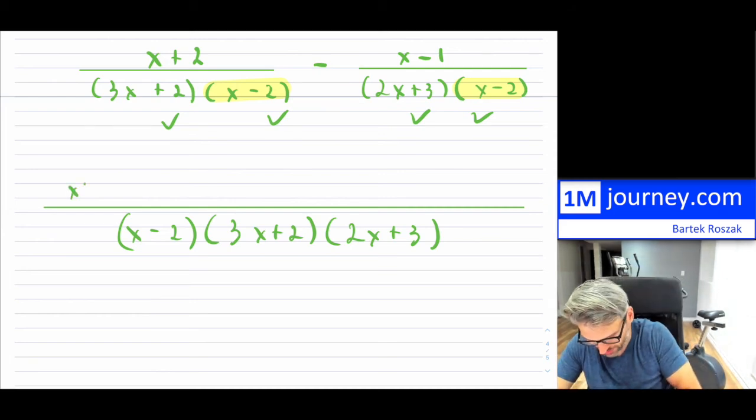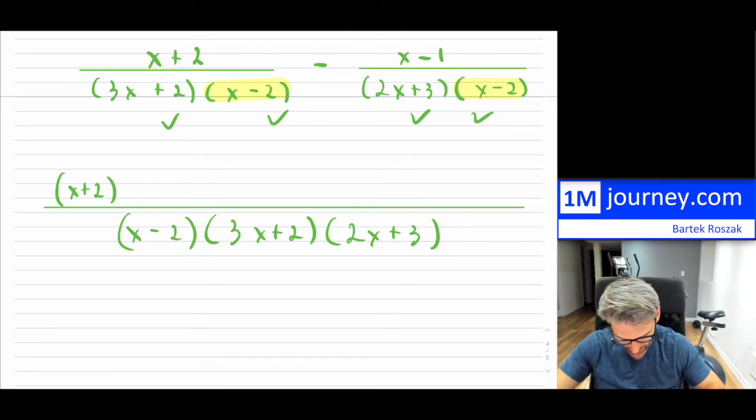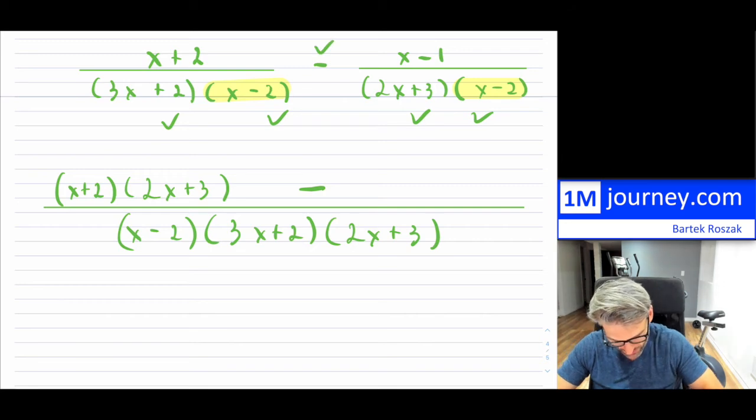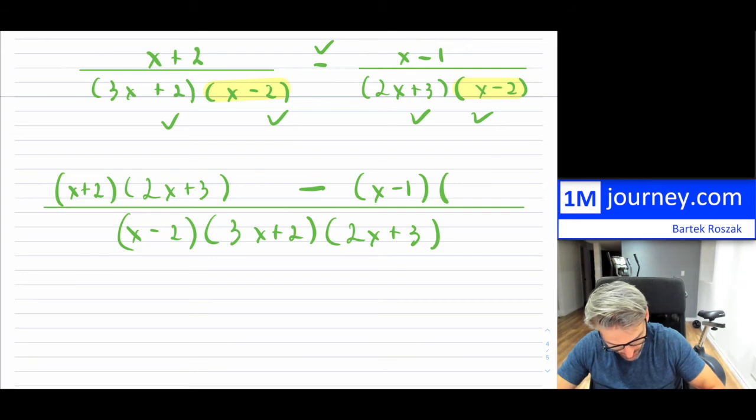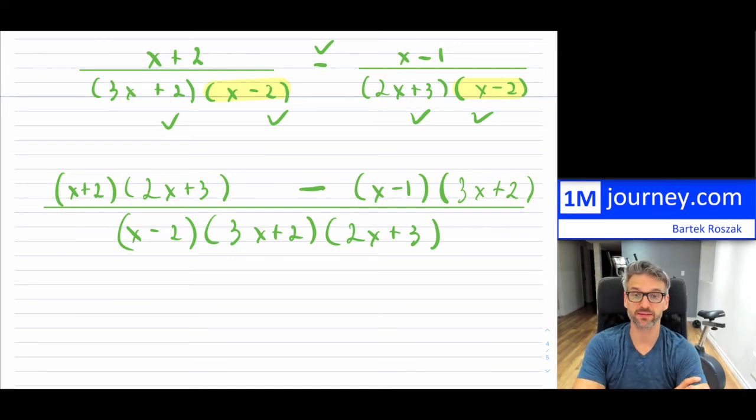So I have x plus 2. I'm going to put it in brackets. Now, what did I add in here? Well, the only thing that I added was the 2x plus 3. So that's going to be right there. Minus, then x minus 1. Now, what did I add there to that one that I didn't have? That was 3x plus 2, as the rest was common. And now you just go ahead and you expand, collect like terms, and you're done.